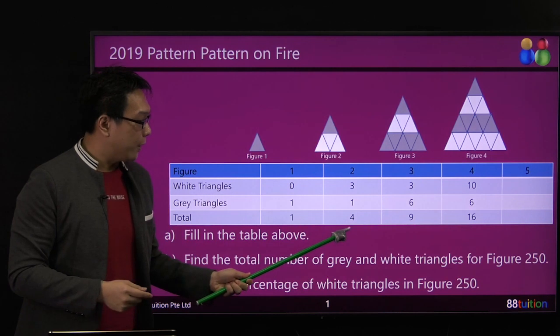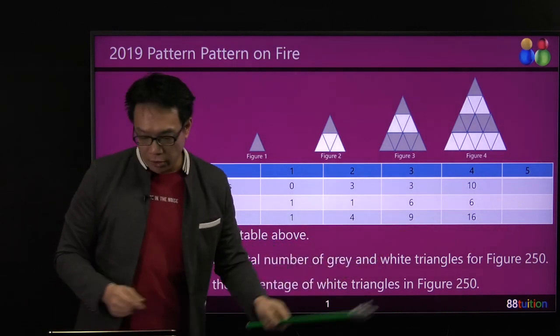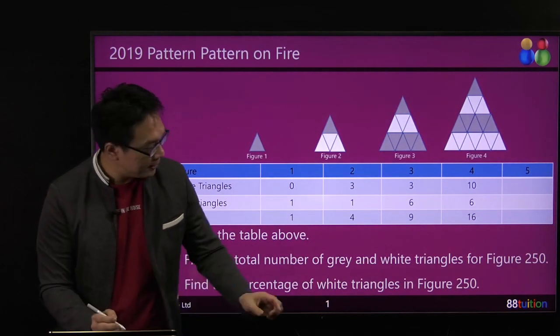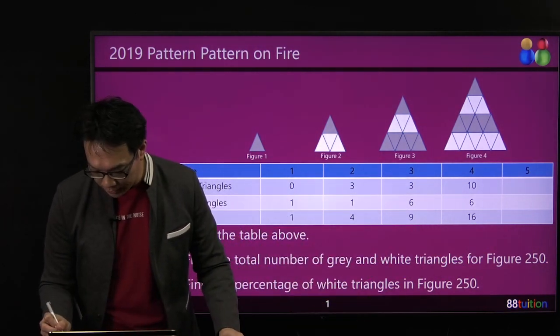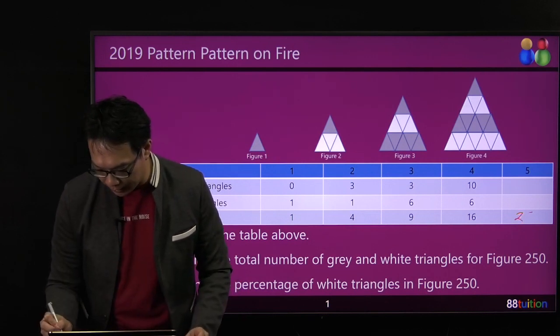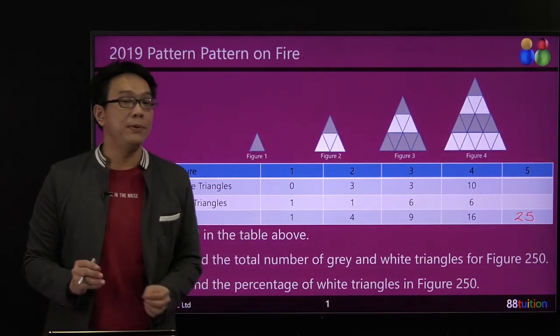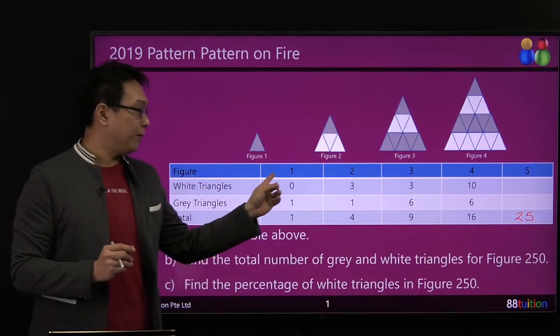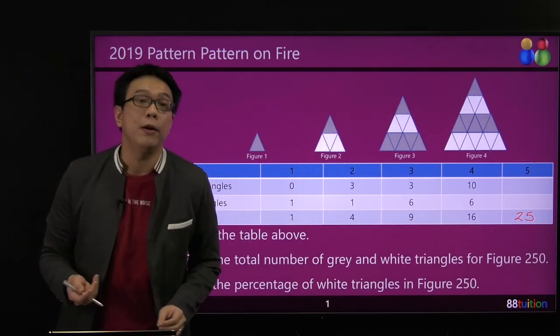So what happened? This is like 2 times 2. 1 times 1. 3 times 3. 4 times 4. 5 times 5. That means your 5 times 5 down here will be 25. Can you see? So automatically I can write something there already. I feel so good. I haven't read the question, but I can write something. So for the total, you can simply just take the square of that particular figure. So if it's figure number 10, 10 times 10, 100 triangles.